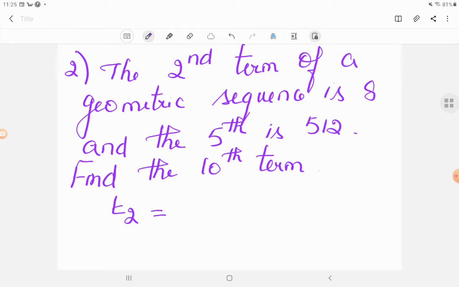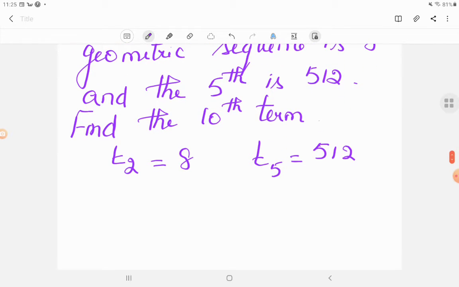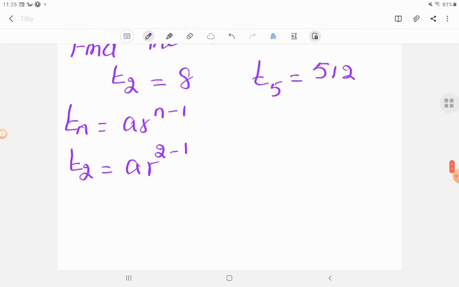T2 is equal to 8 and we have T5 is equal to 512. So we have to use the general formula, or otherwise we call it the explicit rule, which is Tn is equal to ar to the power of n minus 1. Using this formula, we have to form an equation. So when it is T2, replace n as 2 in here. We don't know what a and r are, just write it as a and r to the power of 2 minus 1. So therefore we have T2 is equal to ar.